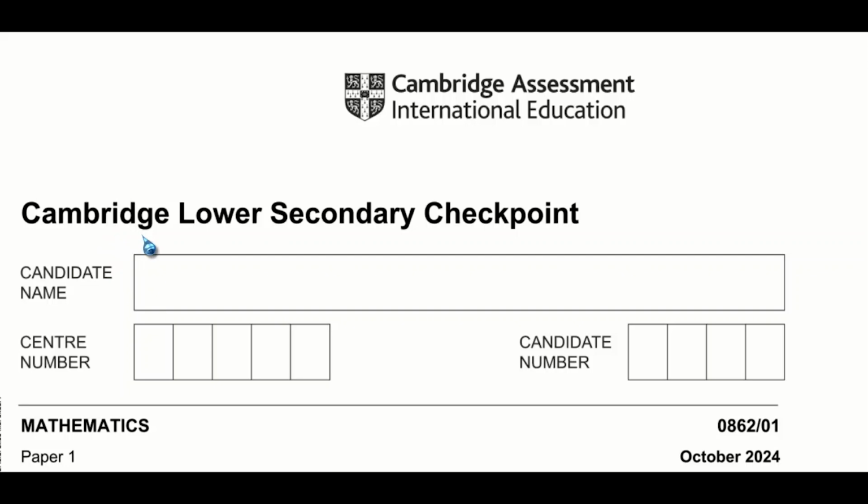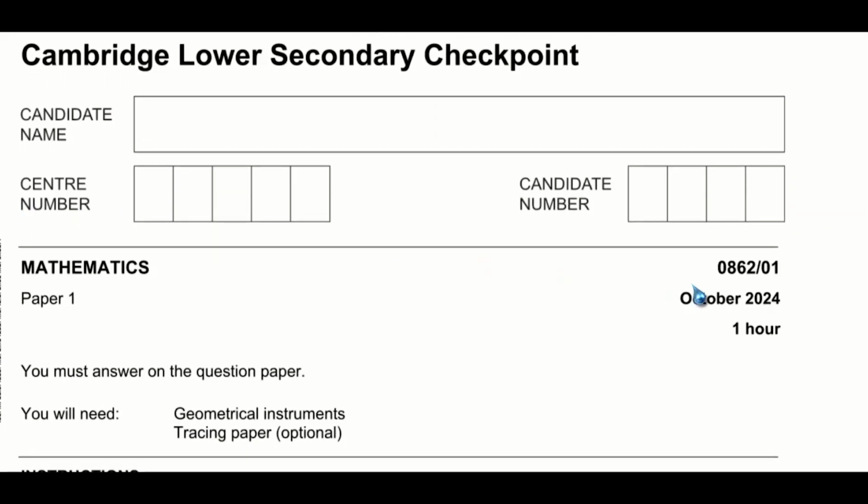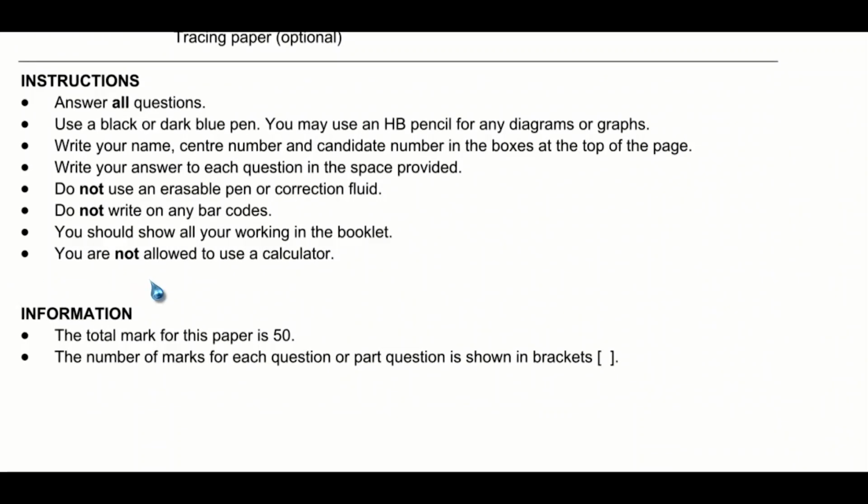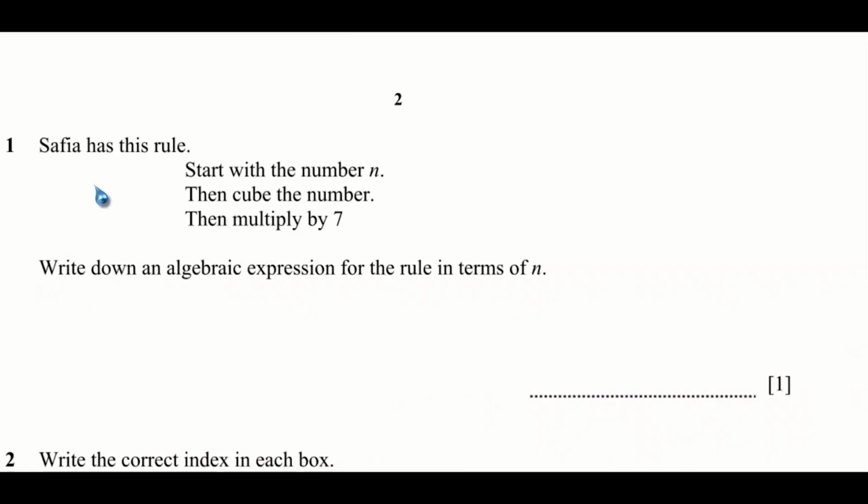This is the Cambridge Lower Secondary Checkpoint Mathematics written in October 2024. This is paper 1 and there are 24 questions in this paper. As you already know, a calculator is not allowed in this paper. Let's jump into the first question.